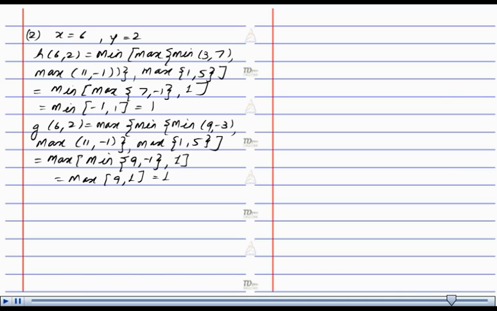Similarly, we can verify option number 3, which is also not true. So, we get the correct answer as option number 4.